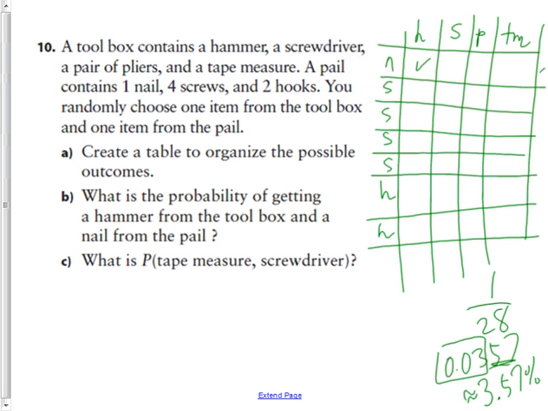And what is the probability of a tape measure screwdriver? Well, it depends. If you followed the instructions and it says you take one item from the toolbox and one item from the pail, what's the possibility you grab a screwdriver from the pail? 0. So what's the probability that you reach into the toolbox and pull out a tape measure and reach into the pail and pull out a screwdriver? 0% chance, right? Not going to happen.